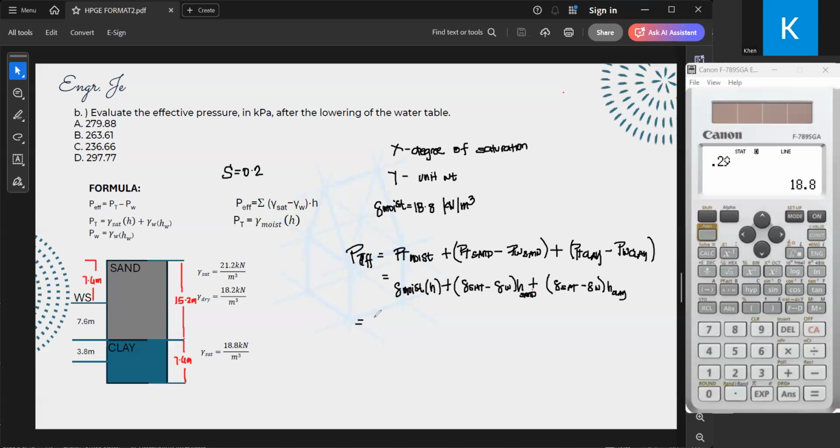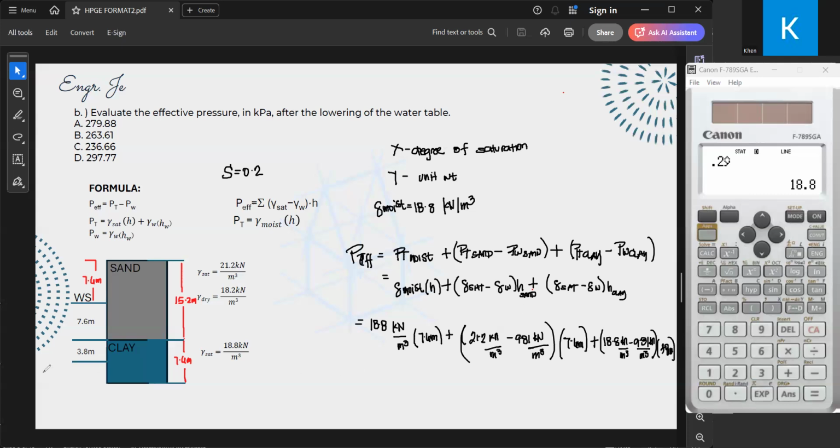And we're gonna input now the data: 18.8 times 7.6. That is 18.8 kilonewton per cubic meter times 7.6 meters, plus the saturated unit weight of the sand, that's 21.2 kN per cubic meter, minus 9.81 kN per cubic meter times the height that is fully submerged, that's 7.6 meters, plus the saturated unit weight of the clay, that's 18.8 kilonewton per cubic meter minus 9.81 kN per cubic meter times the distance from the mid-height, that's 3.8 meters.